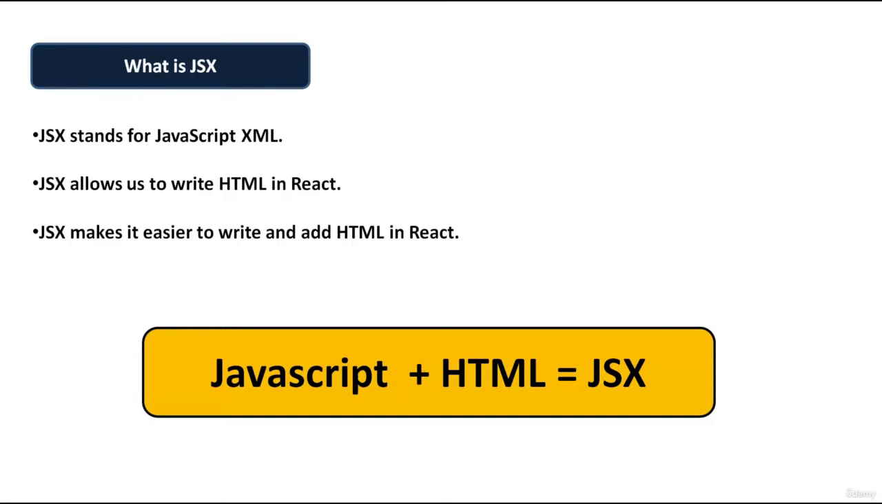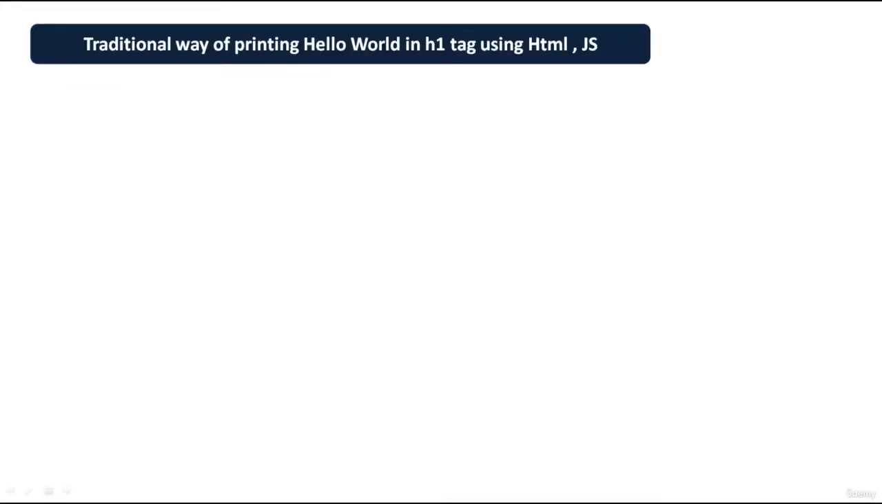That's it. We have to write both the HTML content and the JavaScript content in a single file, and the code in that file needs to be in the format of JSX. Now we will see how to return one h1 tag with text content using the traditional way and with the help of JSX. First we will discuss the traditional way.